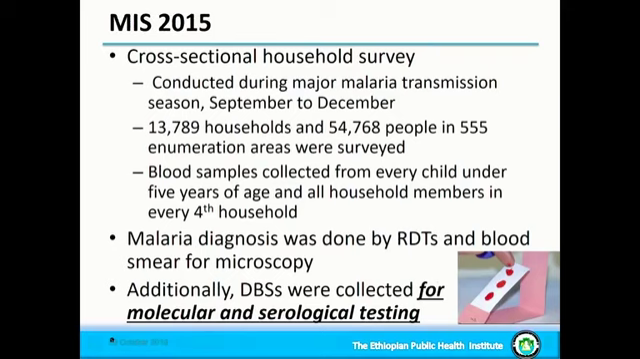So again, as probably everybody knows, the malaria indicator survey is a cross-sectional household survey. We conduct the malaria indicator survey between September and December, following the rainy season that starts from June and goes up to August. In this survey, we surveyed something like 54,000 people in 555 enumeration areas and 13,789 households. We collected blood samples from all houses for under-5 children, but from every fourth house for all family members, for logistic reasons. Malaria blood spots were also collected during this time, in addition to malaria microscopy and RDT, for molecular and serology work.